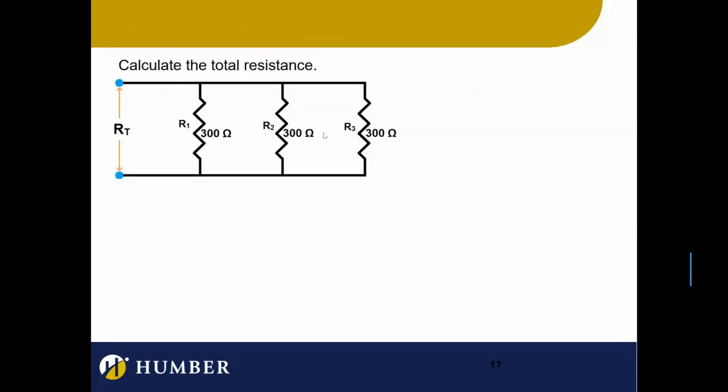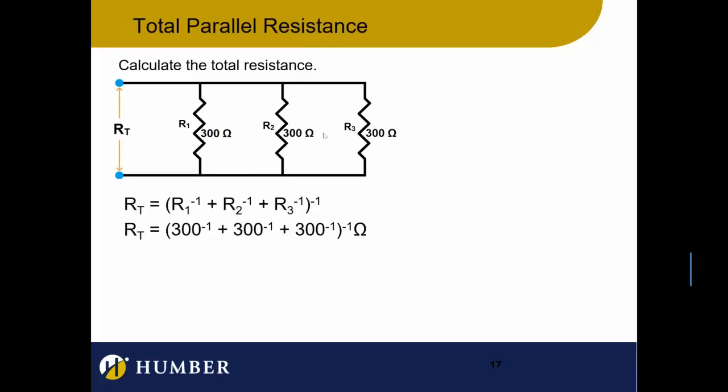Let's take a look at this. Before I even go there, I'm going to say that in this case, absolutely 100%, the total resistance is less than 300. It has to be, because the lowest resistor here is 300. It's actually all the same. It doesn't matter. It's less than 300. So I'm going to write down the formula, fill in the values, and write down the answer.